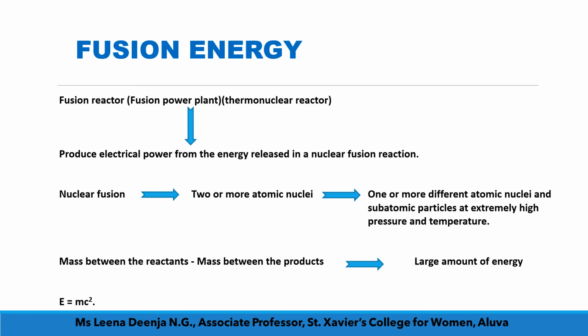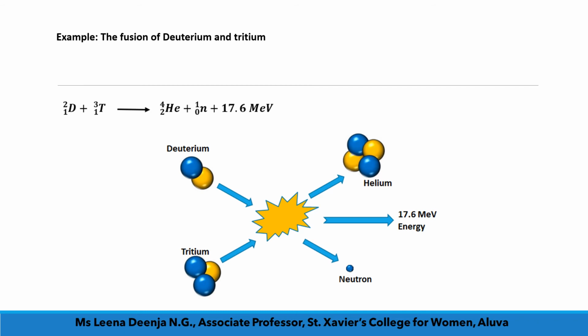The difference in mass between the reactants and the products is converted into a large amount of energy. The energy E and mass m are related through Einstein's equation E equals mc squared. As an example, we can consider the fusion of deuterium and tritium. During this reaction, one deuterium and one tritium fuse together to form one helium and one neutron, and it releases energy equal to 17.6 million electron volts. The chemical reaction is like this.